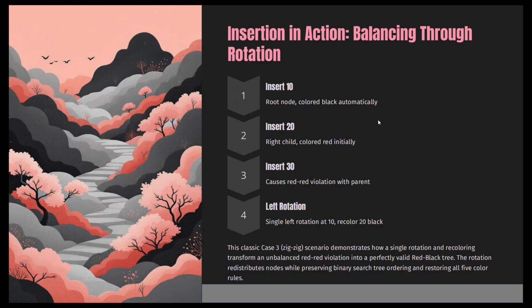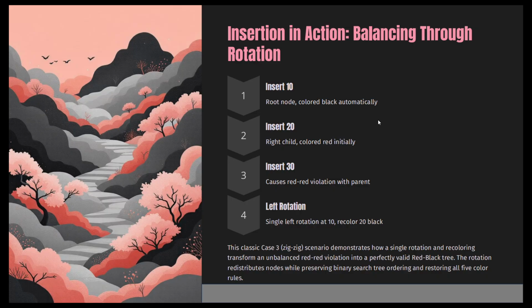Example of insertion. Let us see a simple example. First we insert 10. Since it is the root, it is colored black. Next we insert 20. It becomes the right child and is colored red. Then we insert 30. Now we have a problem because 30 and its parent are both red. This violates the red-black rule.